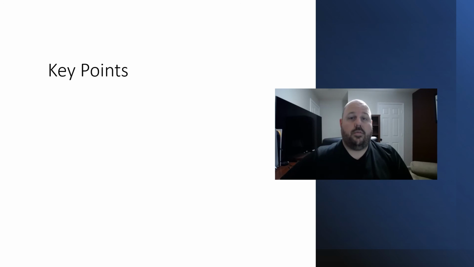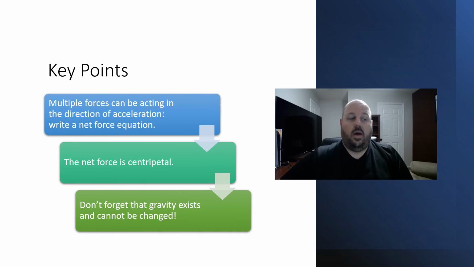So let's review what we've learned today. You can have multiple forces on things that are turning that are acting in the direction or the opposite direction of the acceleration. And so, just like always, when there are multiple forces involved, draw a free body diagram and write a net force equation. In this situation, the sum of the forces would be centripetal. So you can have something like the centripetal force is gravity plus the normal force. If it's something on a rope, it could be tension plus gravity or something like that.